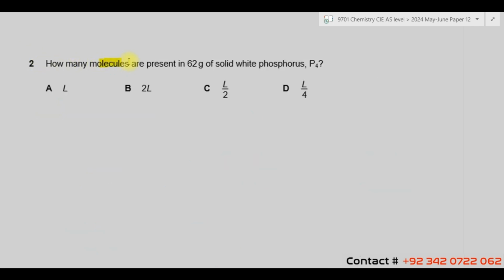Question 2. How many molecules are present in 62 grams of solid white phosphorus P4? To find number of molecules, we must first find moles. Formula is moles is equal to mass in grams divided by Mr. Mass is given, 62 grams. Mr of P4 we can calculate by multiplying the atomic mass of phosphorus, which is 31, into its number of atoms, which is 4. So this is equal to 0.5 moles of P4.